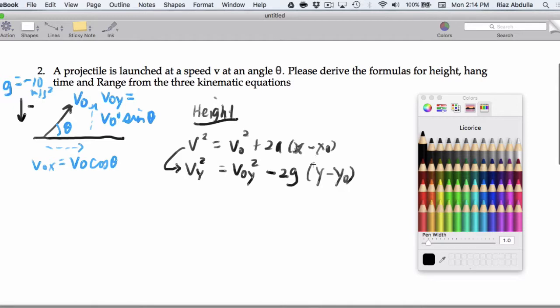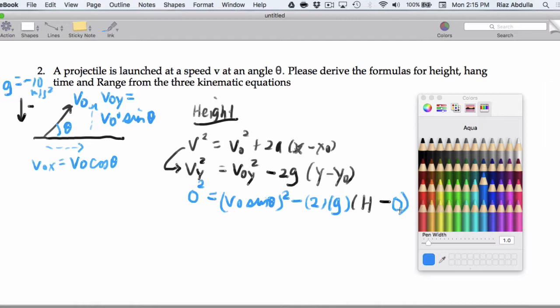And let's be really clear on what we know and what we don't know. So we know that at the top the speed is 0. At the bottom, we're given v naught sine of theta squared, minus 2 times g. And our unknown is this height h. And of course, our y naught is just 0, the ground level. So when we actually isolate h, we're going to end up getting v naught squared sine squared theta all over 2g. So that's our height formula.